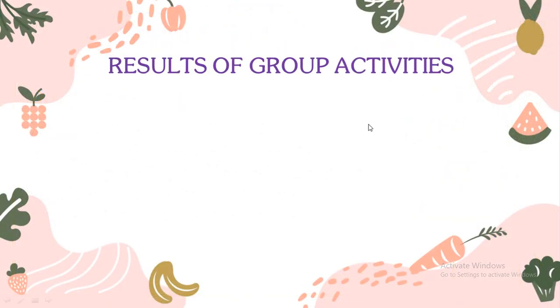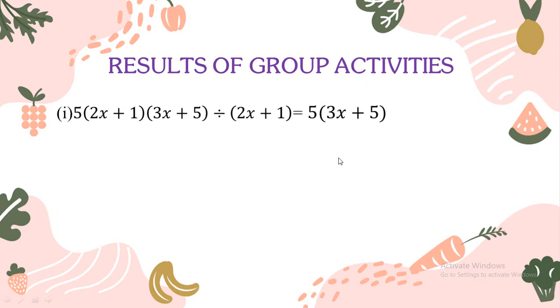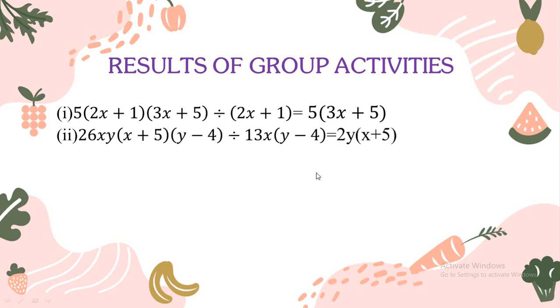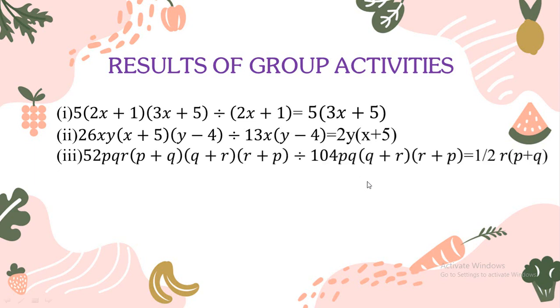1. 5 times 2 times x plus 1 times 3 times x plus 5 divided by 2 times x plus 1 is equal to 5 times 3 times x plus 5. 2. 26 times x times y times x plus 5 times y minus 4 divided by 13 times x times y minus 4 is equal to 2 times y times x plus 5.